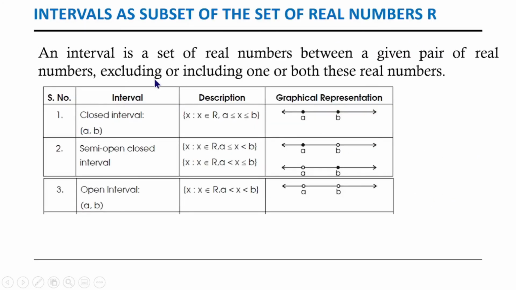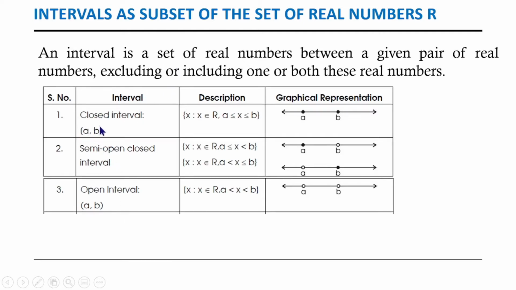Now we will see intervals as subsets of the set of real numbers R. An interval is a set of real numbers between a given pair of real numbers, excluding or including one or both of these real numbers. So we have here, based on the definition, different types of intervals.